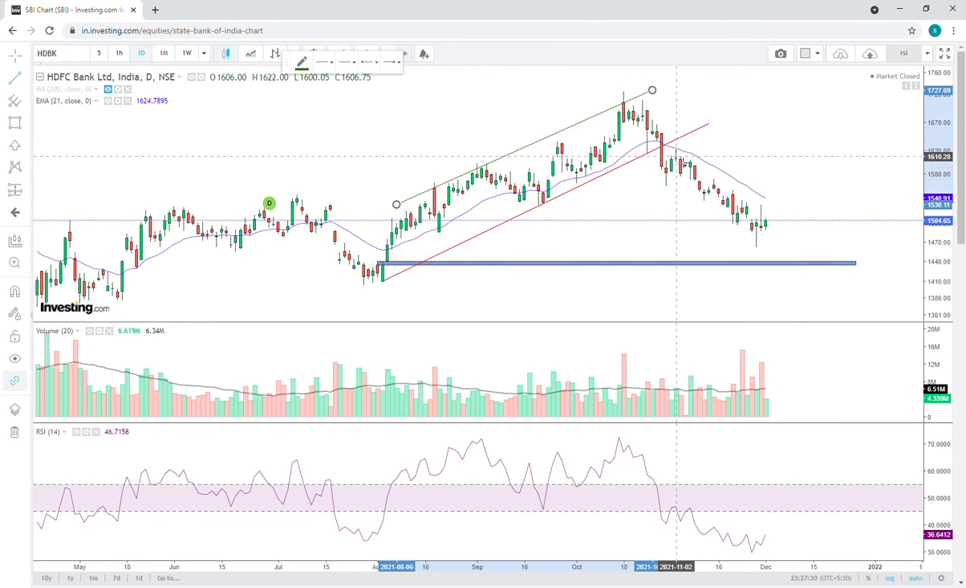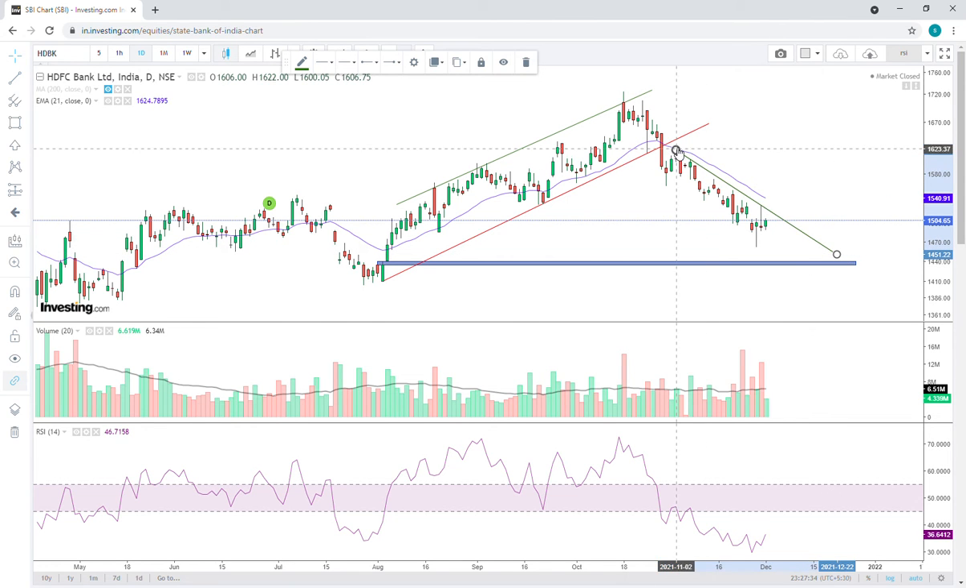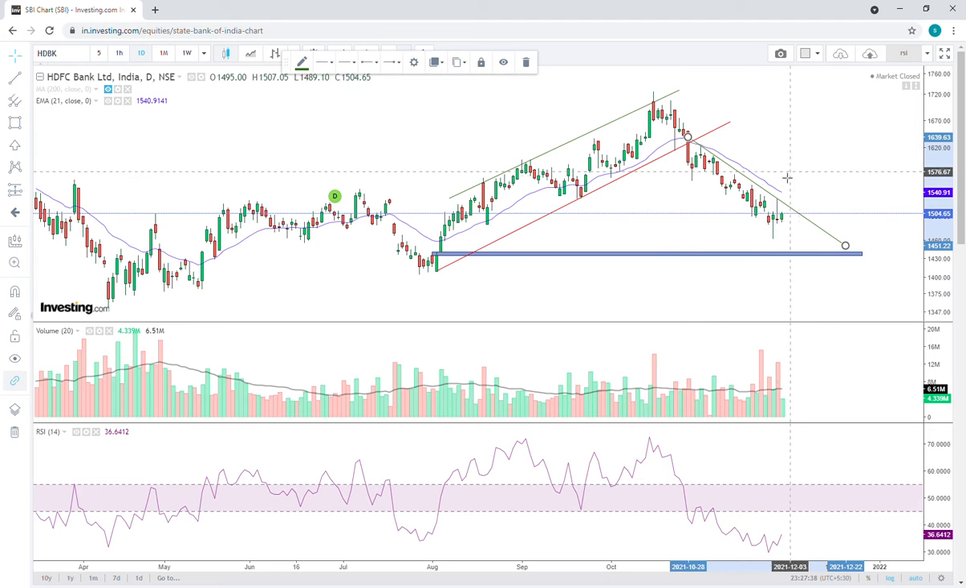So from here I am going to draw another line, a trend line. That is the down. You can see that is the downtrend channel.